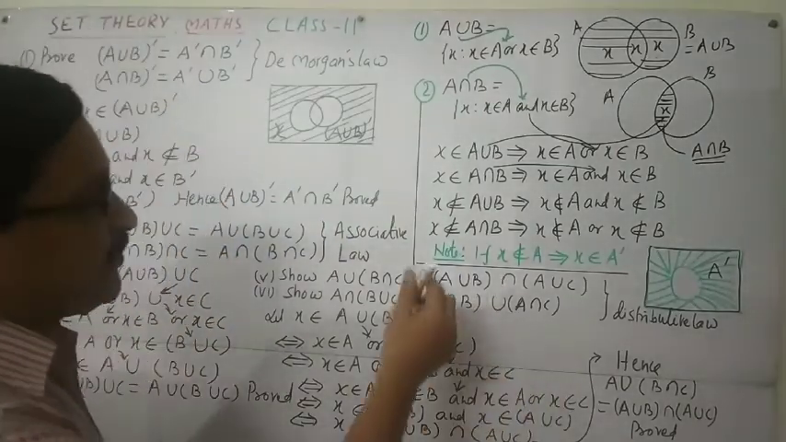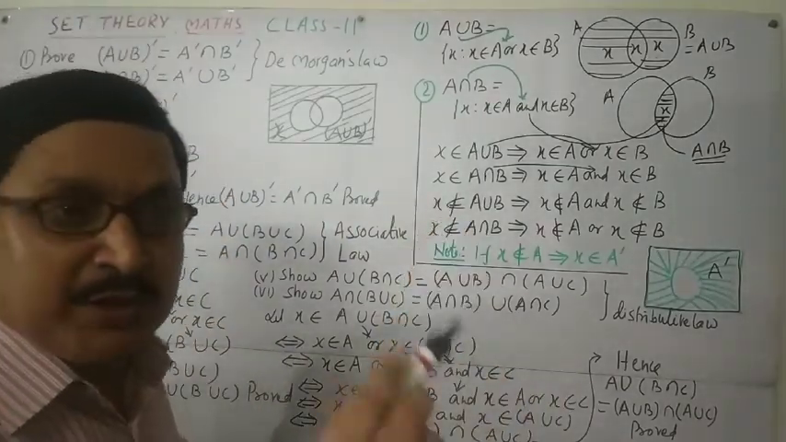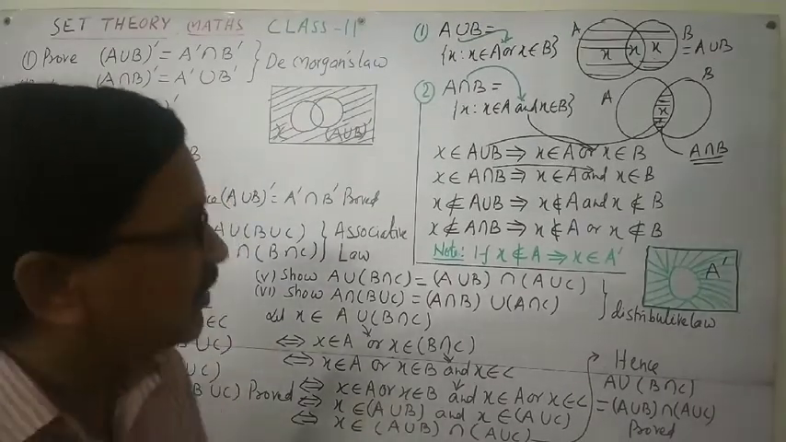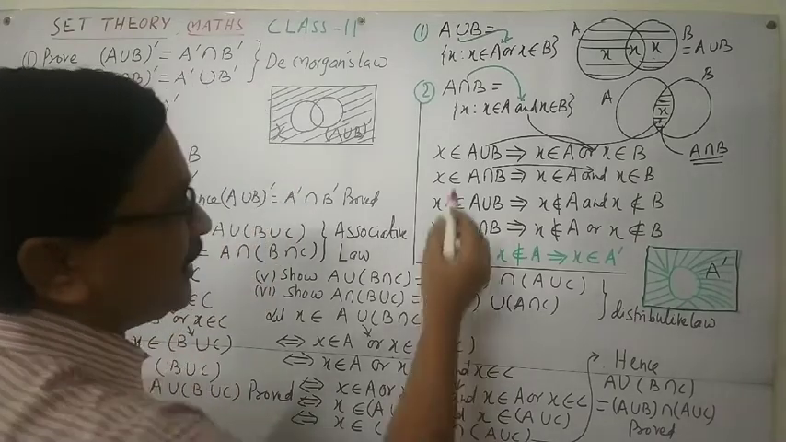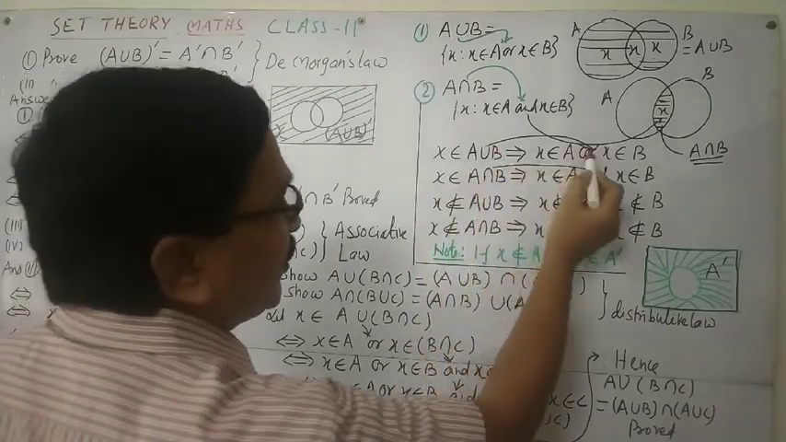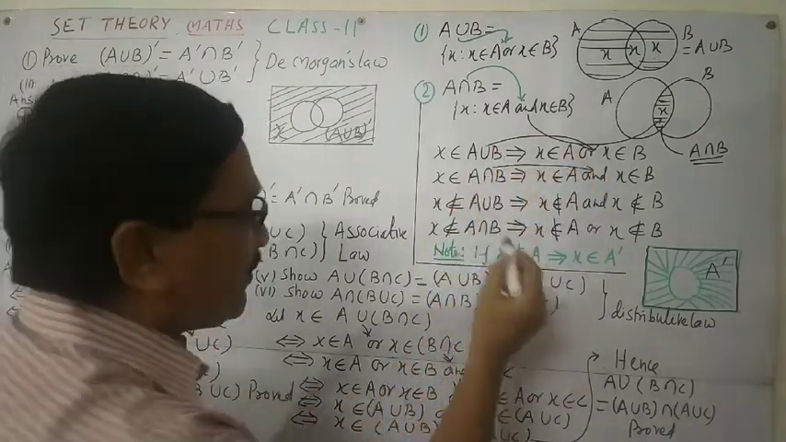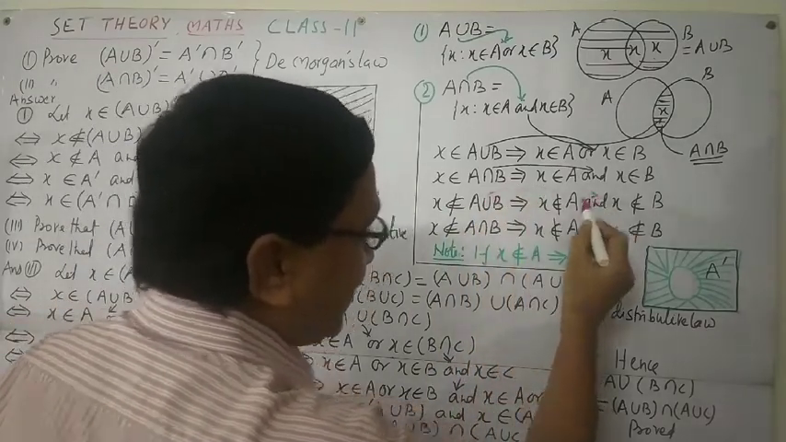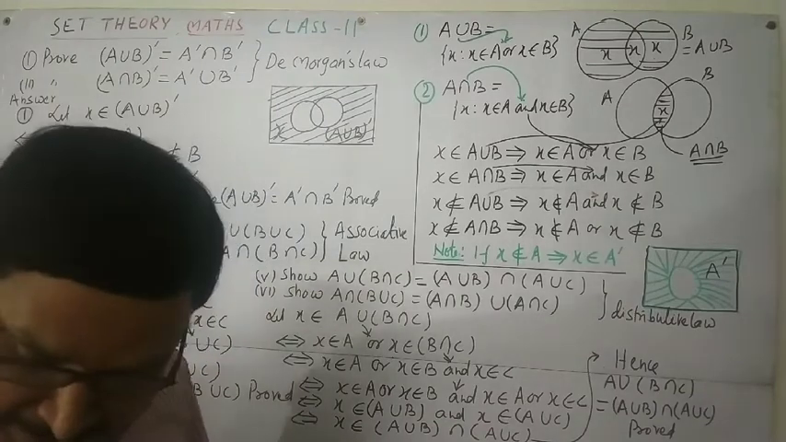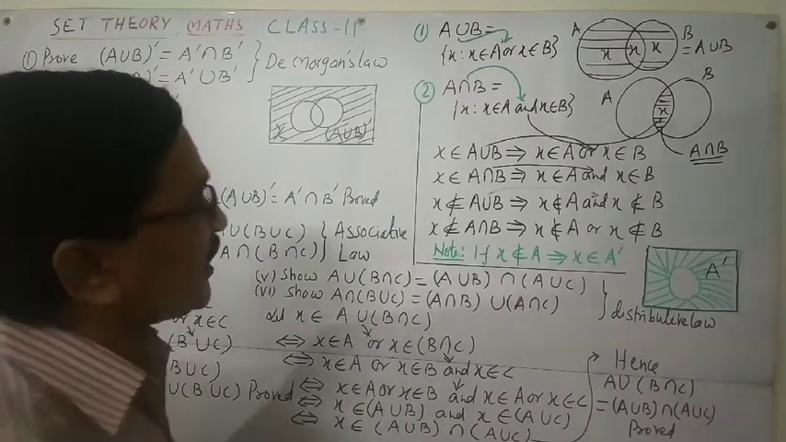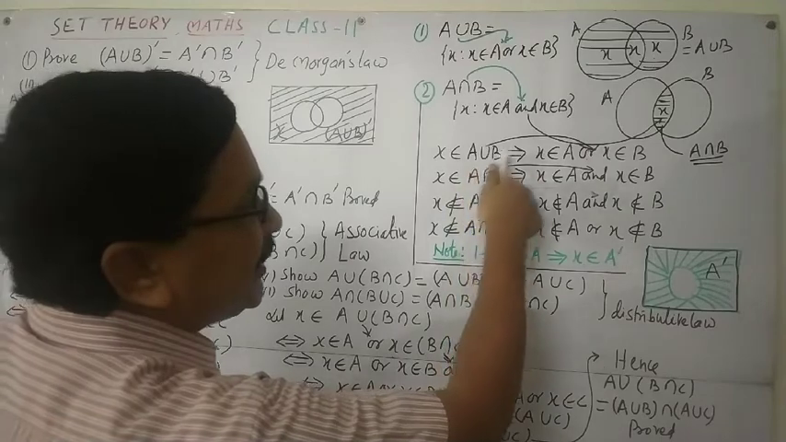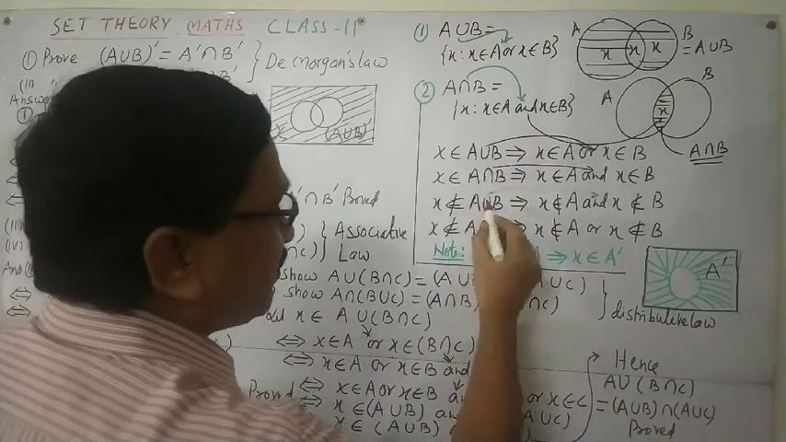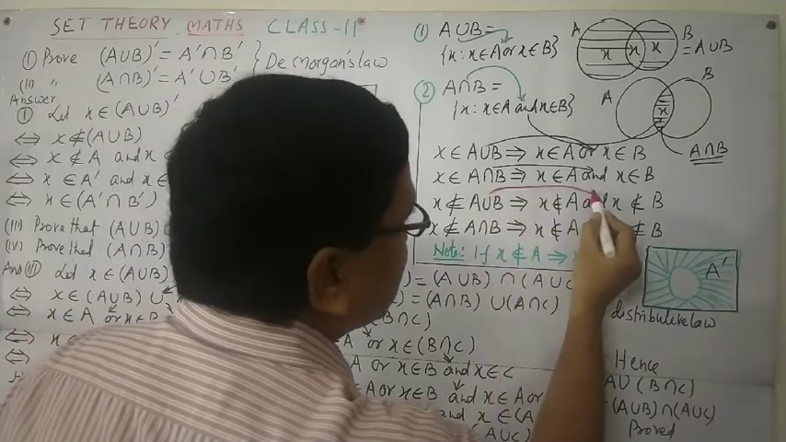Now just see, in case of does not belong to, the process will be inverted. Be more careful. In case of belongs to, union is called OR. But in case of does not belong to, union will become AND. Surprised? The reverse process. Usually union is called OR in case of belongs to, but in case of does not belong to, the union must be taken as AND.